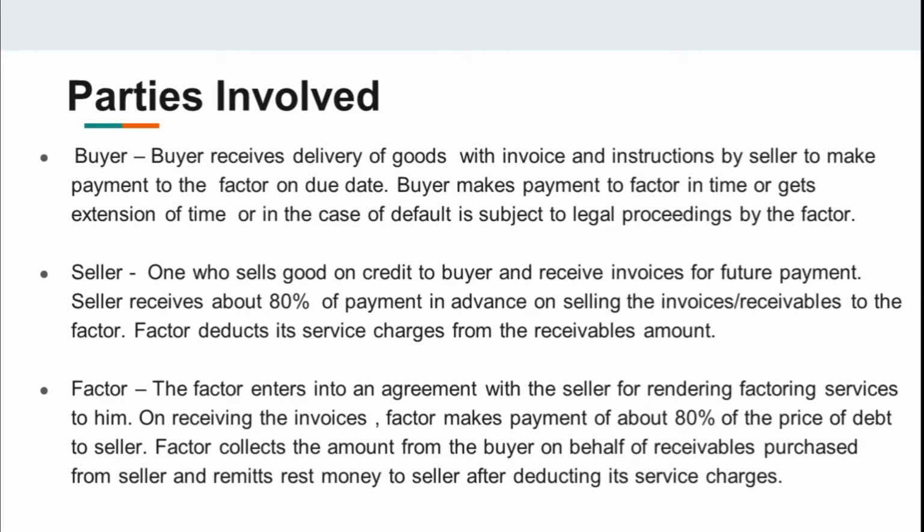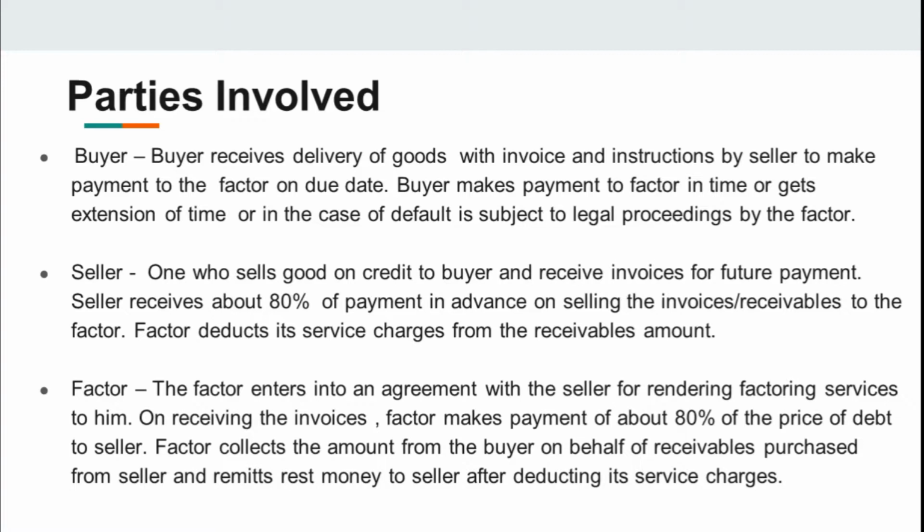Seller is one who sells goods on credit to the buyer and receives invoices for future payment. Now the seller, in requirement of cash, could receive about 80% of payment in advance on selling these invoices or receivables to the factor. The factor, for providing this service, deducts its service charges from the receivables amount.